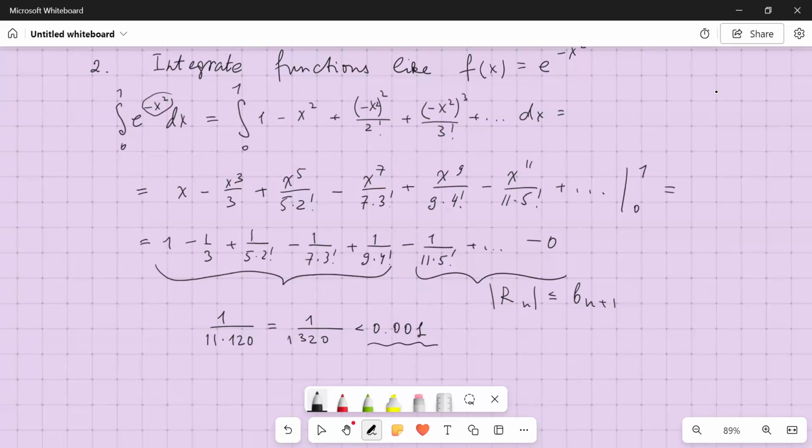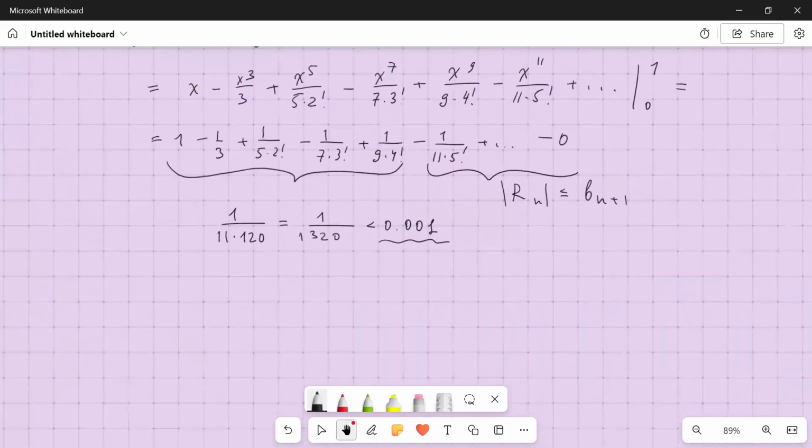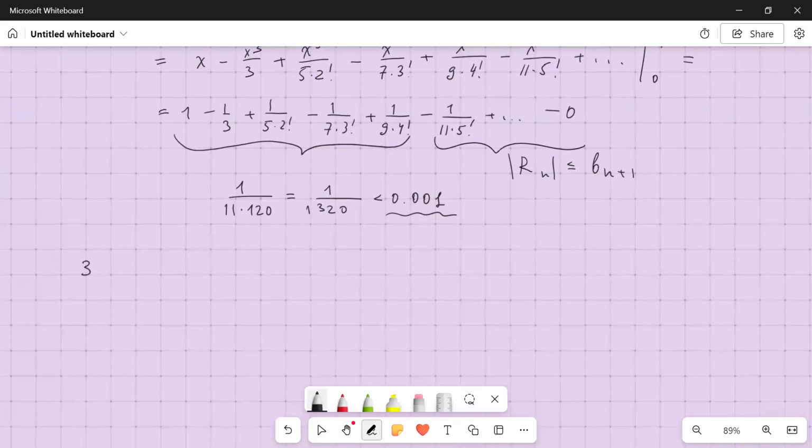Well, that's another application. And I want to talk about the last application, which is going to use series for estimation of the function, to estimate values of sine of x, cosine of x, and e to the power of x.